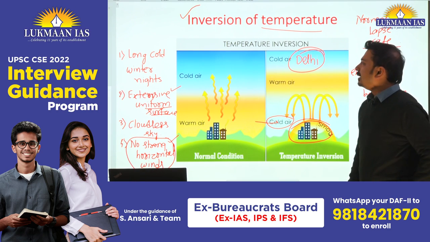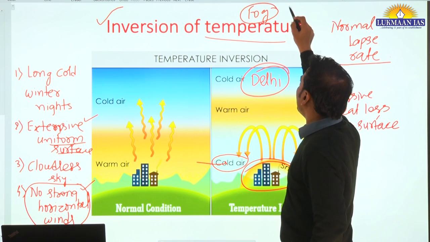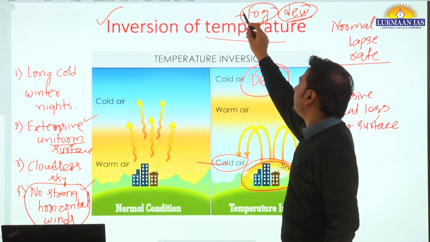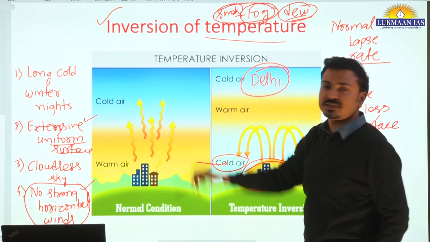Okay, so inversion of temperature promotes fog. Formation of fog, formation of dew early in the morning. But when we add smoke to this, there is smog. Smoke plus fog is smog.